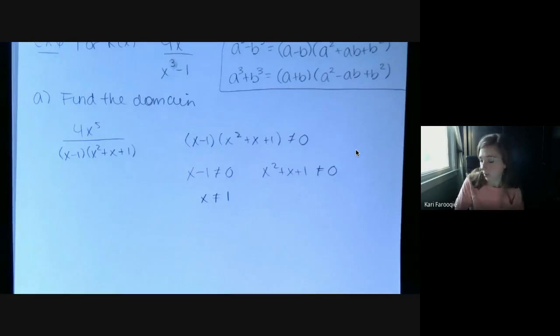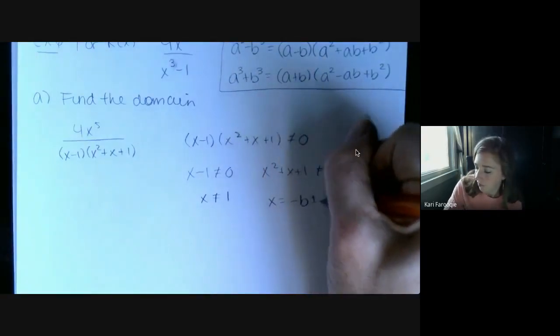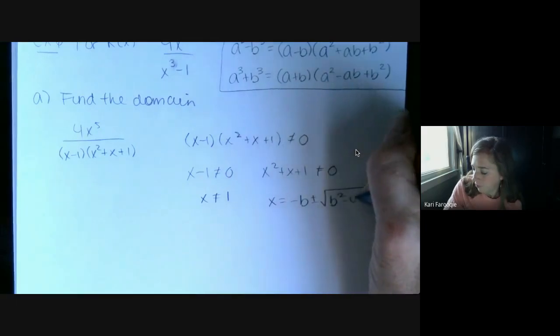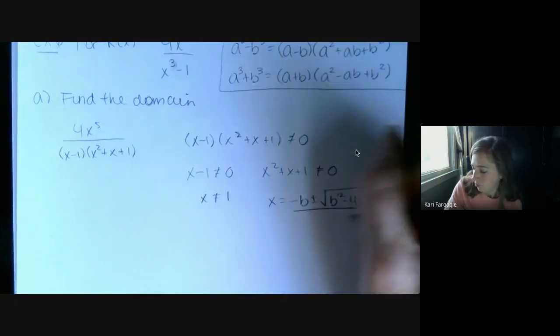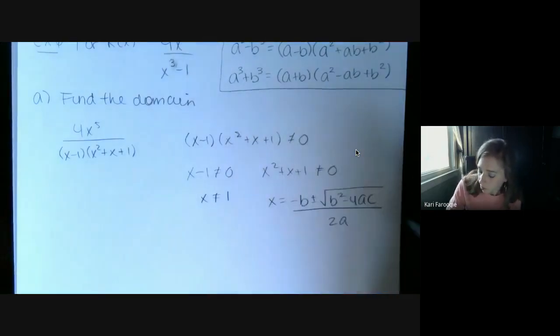I don't want to leave you hanging there. If you use the quadratic formula, I don't think we've used that all semester, so it's probably good to have it written down. Negative b plus or minus the square root of b squared minus 4ac all divided by 2a. If you were looking for values where this quantity would be equal to 0, well, you wouldn't be able to find them.